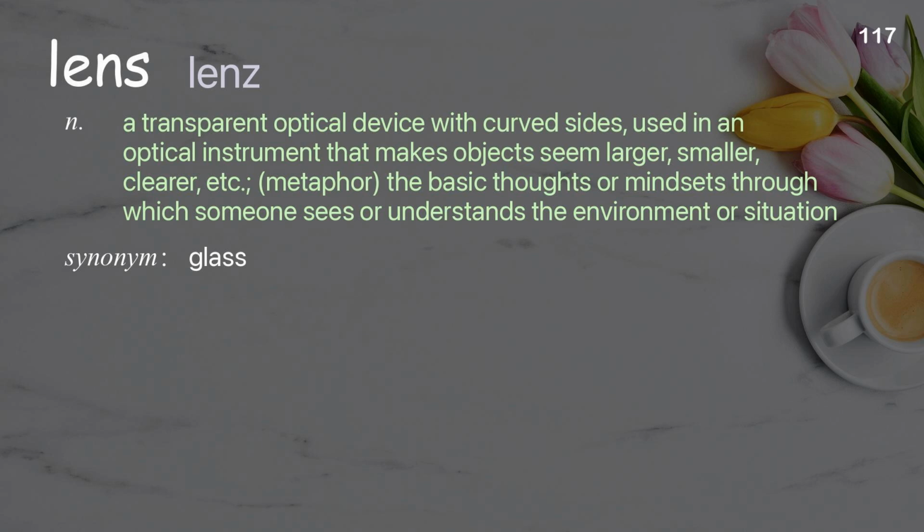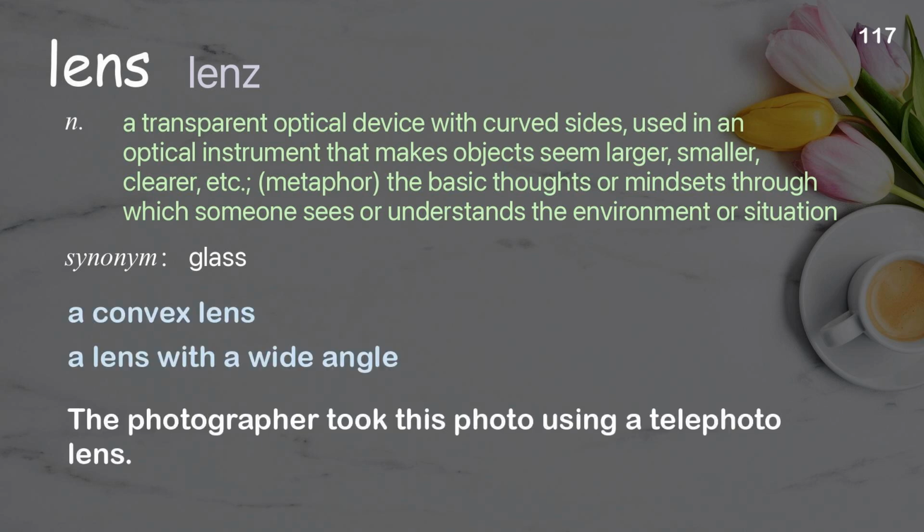Lens. A transparent optical device with curved sides, used in an optical instrument that makes objects seem larger, smaller, clearer, etc. Metaphor. The basic thoughts or mindsets through which someone sees or understands the environment or situation. Examples: A convex lens. A lens with a wide angle. The photographer took this photo using a telephoto lens.